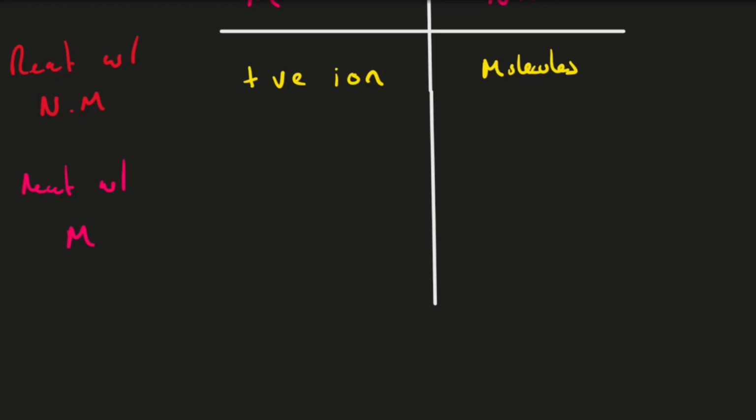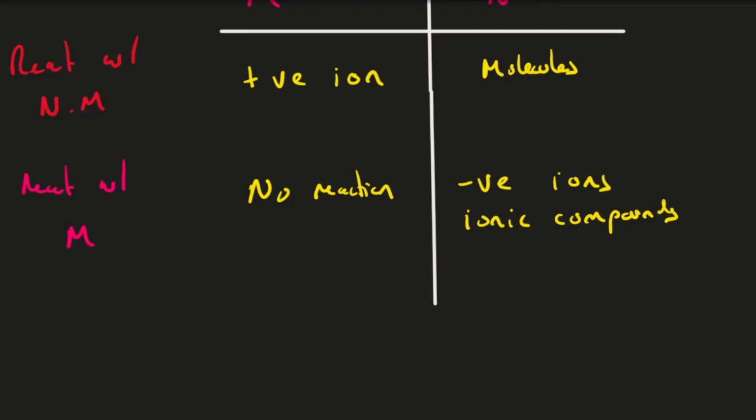And when it reacts with a metal, a metal and a metal actually don't tend to react, so here you wouldn't get a reaction. Whereas a metal and a non-metal, when they react, they tend to react to form positive ions and negative ions in what we call ionic compounds. And we'll look at that in a bit more detail in the next chapter, but it's just good to know.